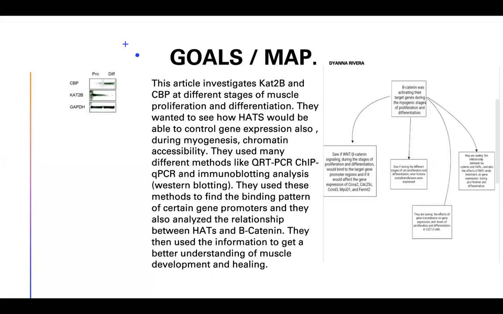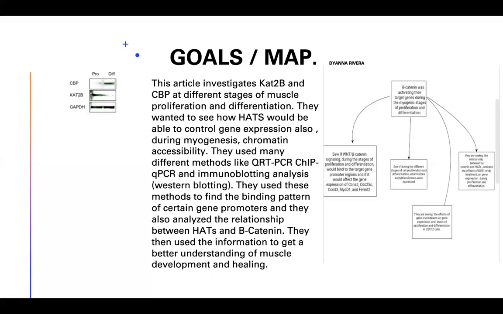The flowchart on the right shows us the steps and what they wanted to achieve. So let's go over it. They saw that beta-catenin was activating the target gene during proliferation and differentiation. They found this by seeing if Wnt beta-catenin signaling during the stages of proliferation and differentiation would bind to the target gene promoter regions, and if it would affect the gene expression.